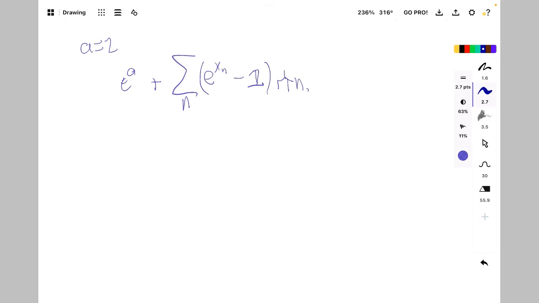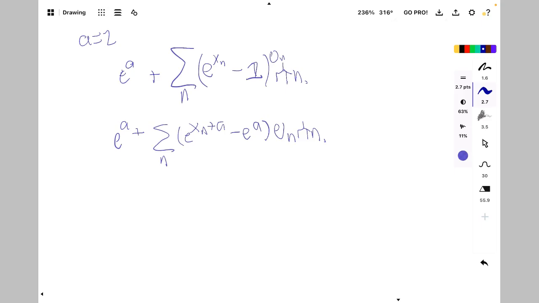So that actually was not the correct formula. If you didn't see the comment that I had written, it was actually supposed to be e to the a plus the sum over n. Oh, and that was supposed to have a tail there. Sum over n of e to the xn plus a minus e to the a, tel n.